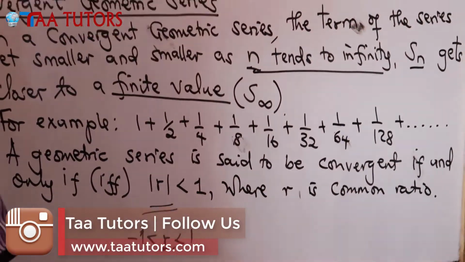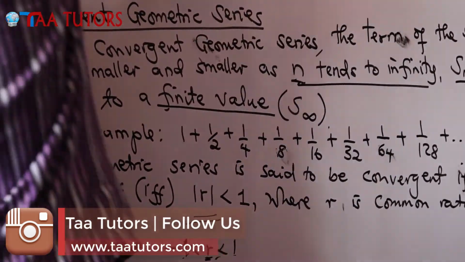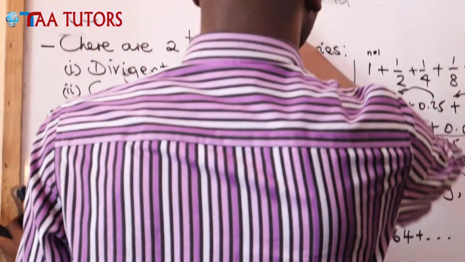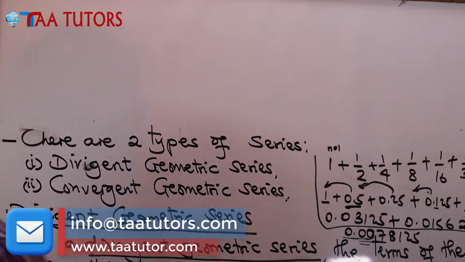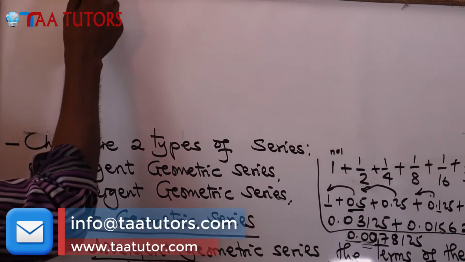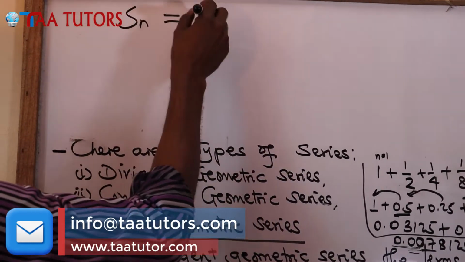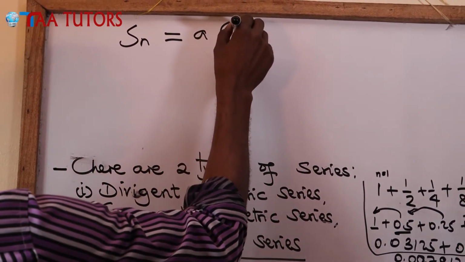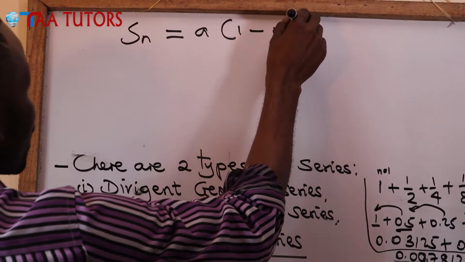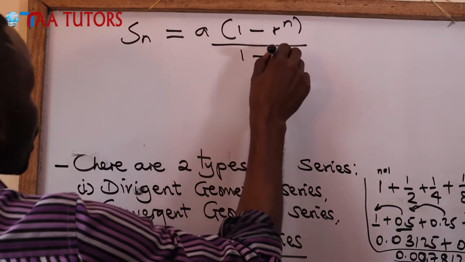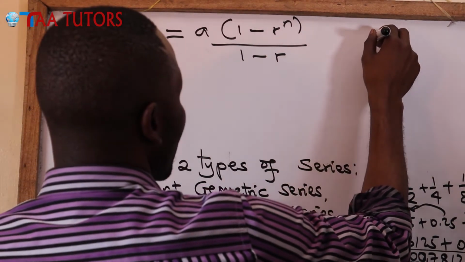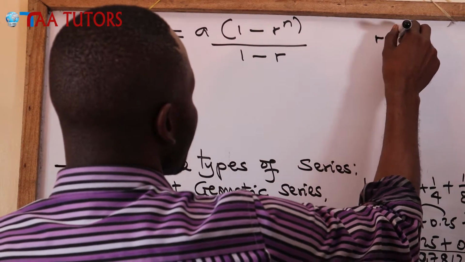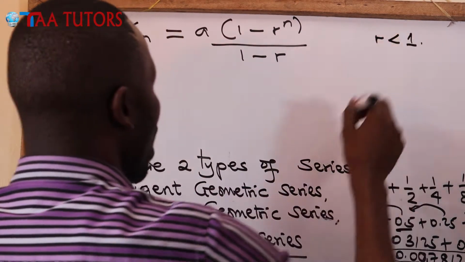Now I want to bring you to the workable results. We have the formula for getting the sum of n terms when r is less than 1. The sum of n terms, we have said, is a times (1 minus r to the power n) over (1 minus r). In this case, this is where r is less than 1.